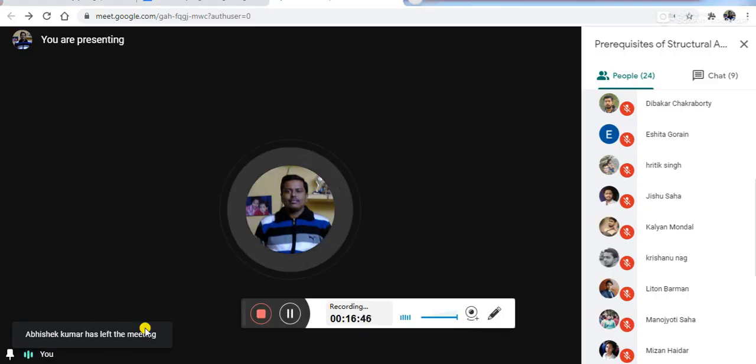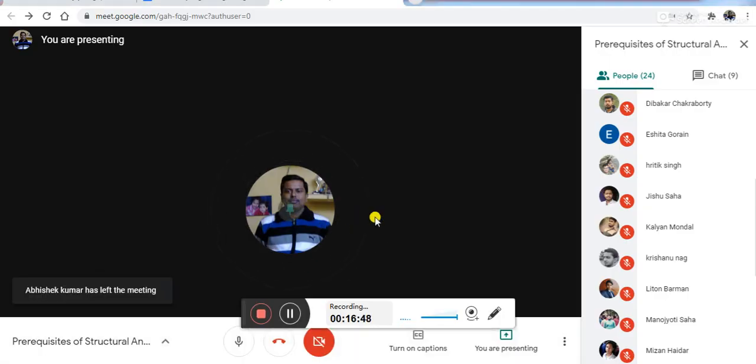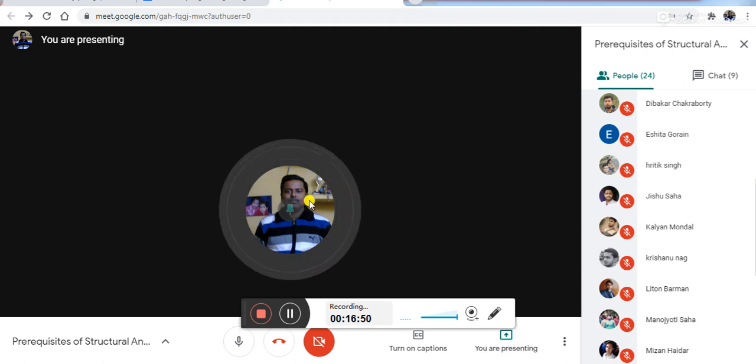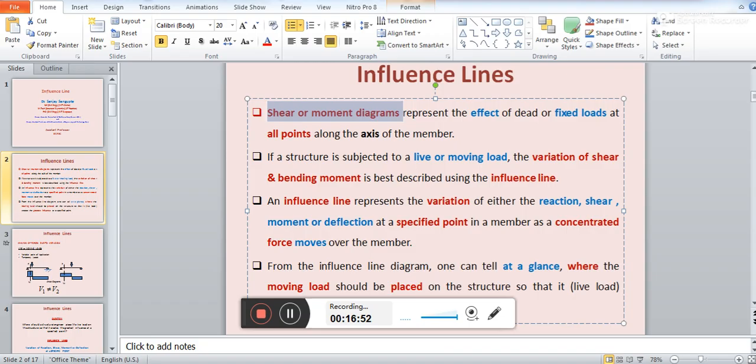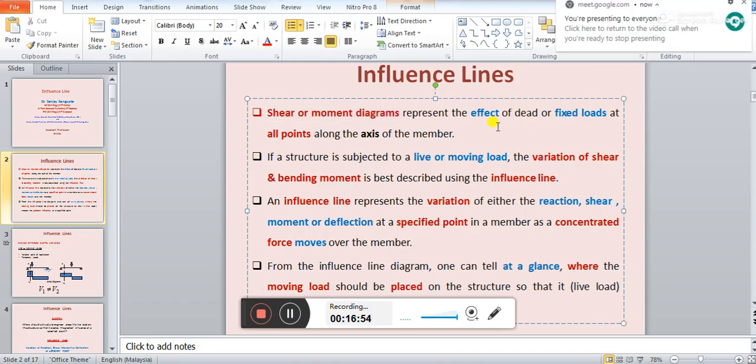So through that you should be able to find out the bending moment and shear force diagram. Okay. So basically if you want to find out the shear force or bending moment diagram, then what are you actually getting? You are getting the effect of the dead or fixed load at all points. This is very important. You see, at all points.